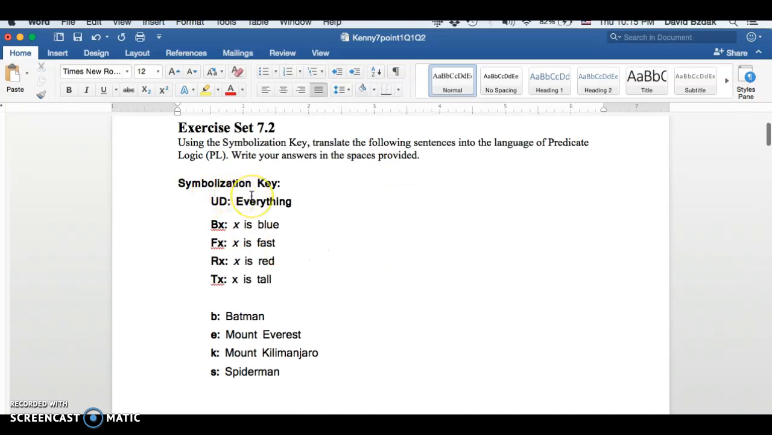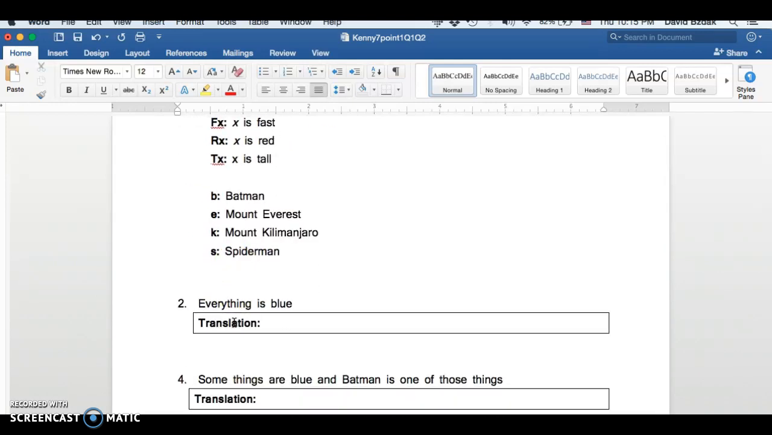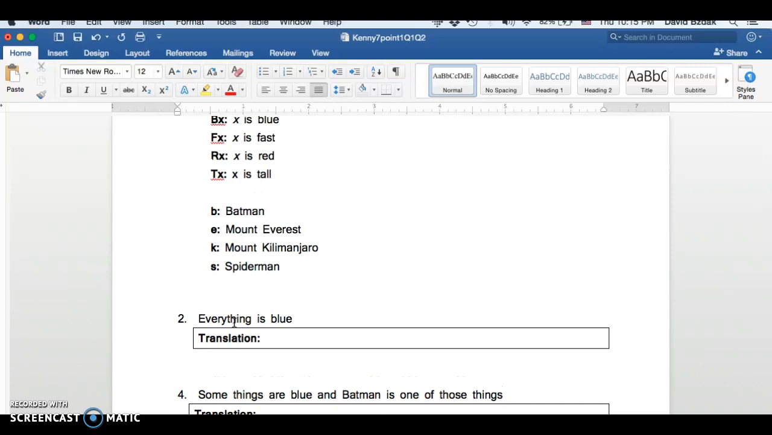Our domain here that we're quantifying over is everything. That's what UD stands for. These are our predicates, right? Remember, predicates are always uppercase and they go first. These are our subjects, always lowercase, and they go second. All right. So a quantifier then is generally going to go at the beginning of a sentence.